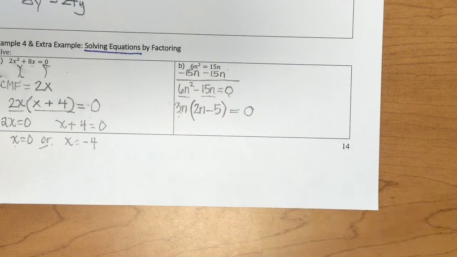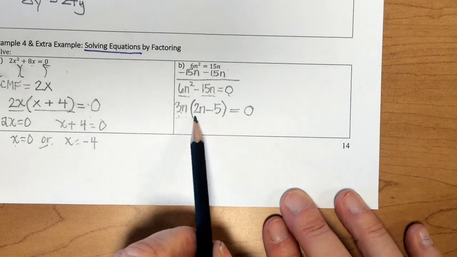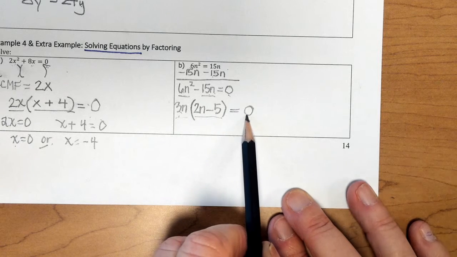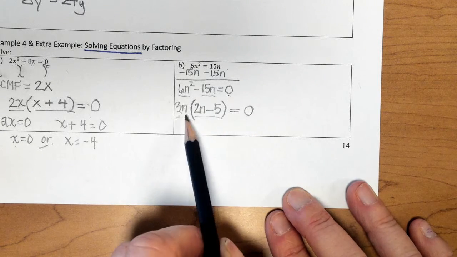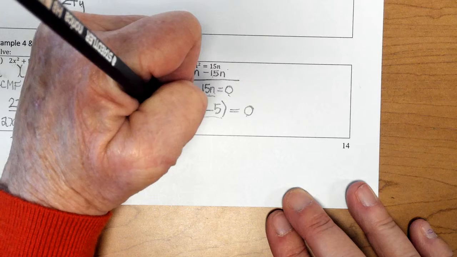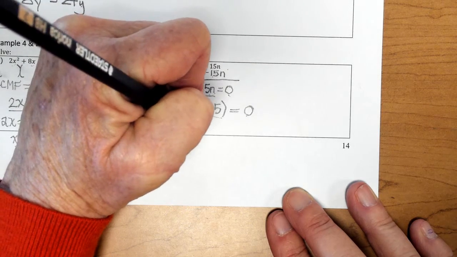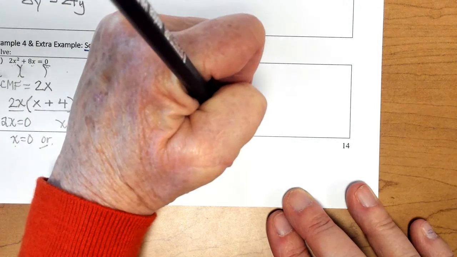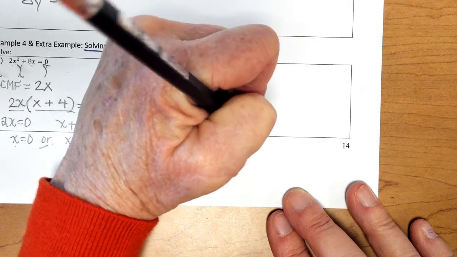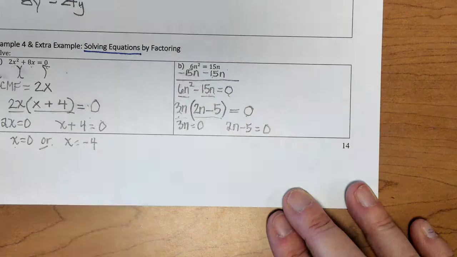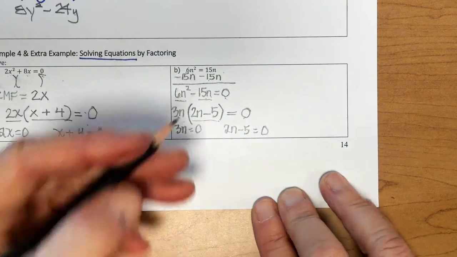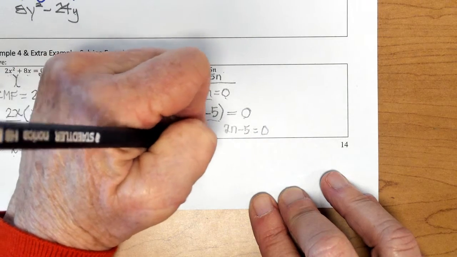So now look what I've got. I've got a factor. I've got another factor. And my equation is equal to 0. Therefore, I know that I could set each factor equal to 0. And there you go. Continue to solve. I know that n is equal to 0.